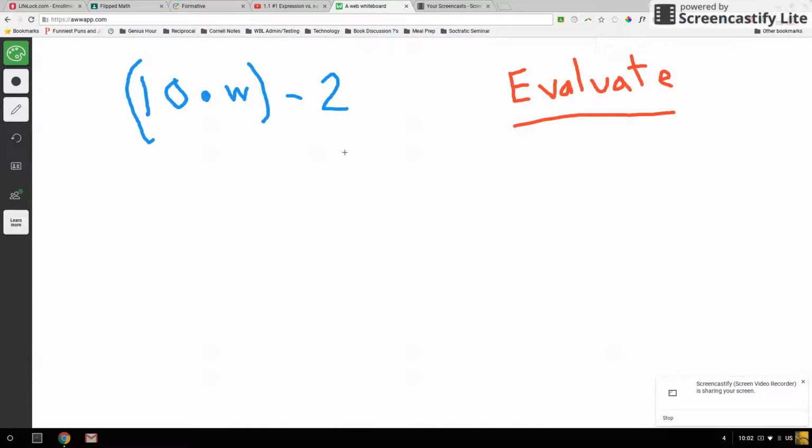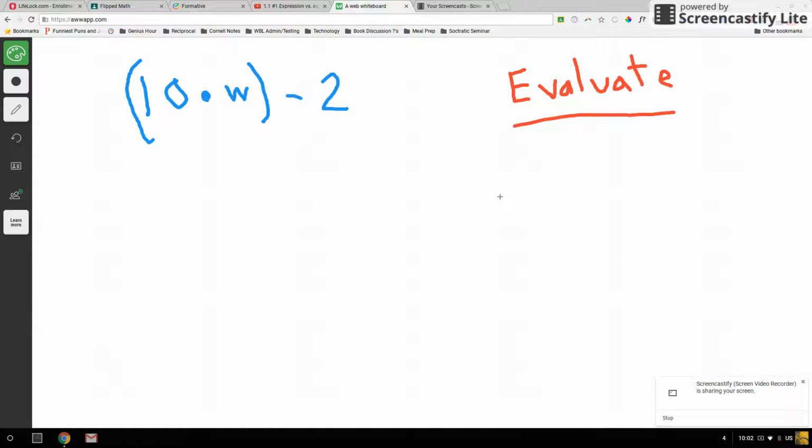Now, what we're going to be working on is something called evaluating expressions. And that's a term that basically means solving for what this expression would turn into. What equation would it turn into if I gave you, hey, what is W? So we could evaluate this in a couple of ways.